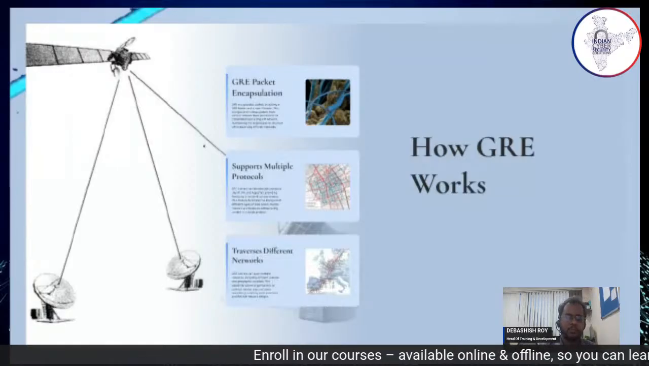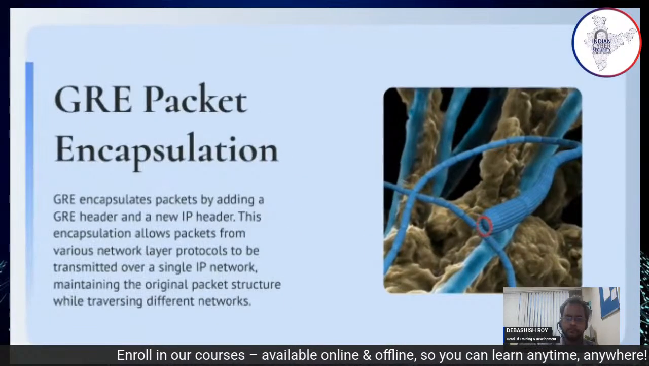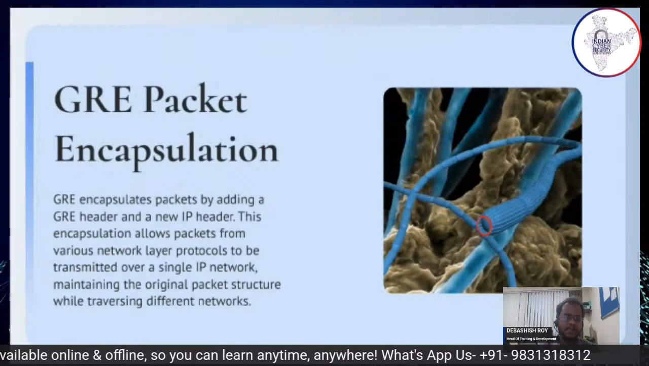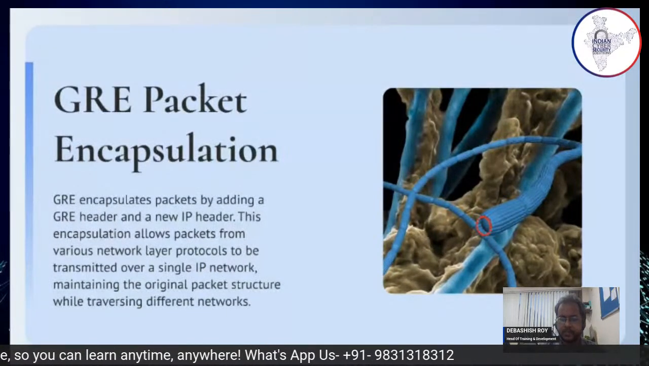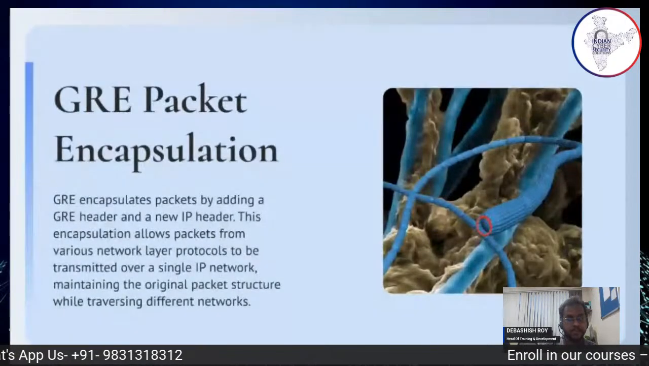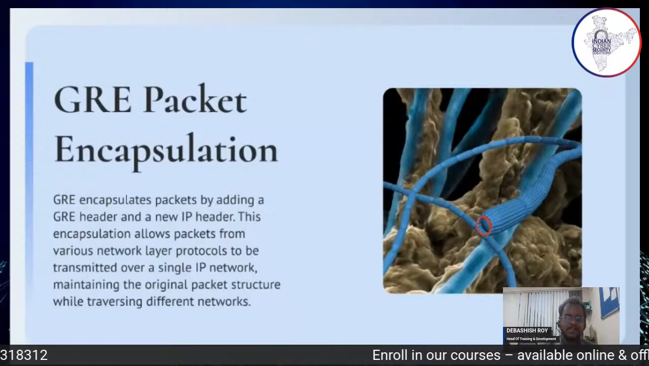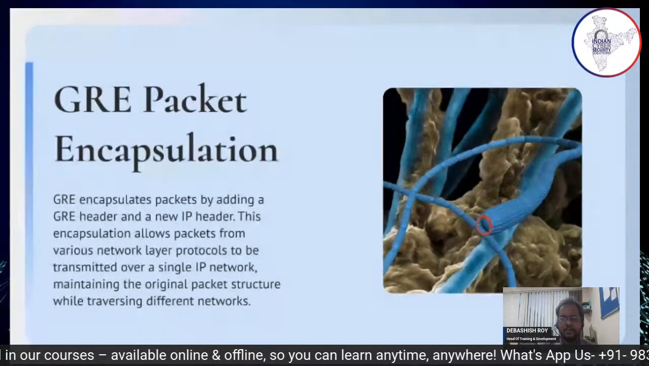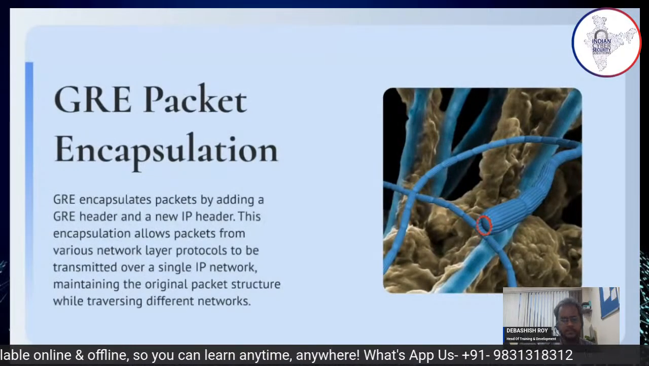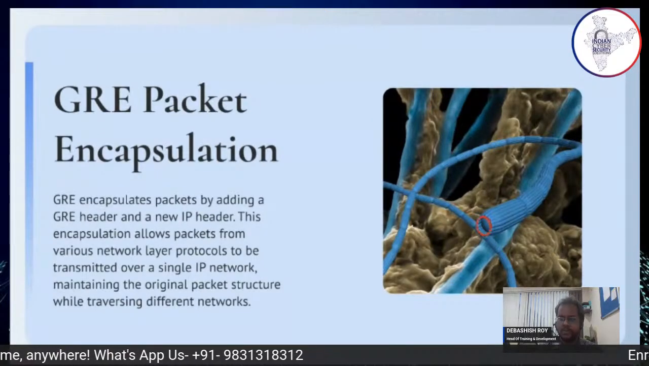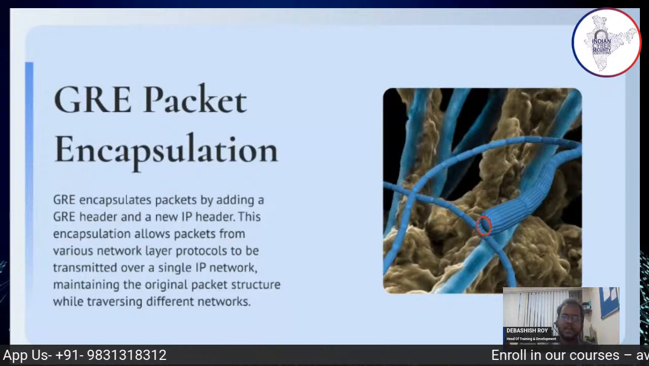Now we'll discuss how the GRE protocol works. GRE packet encapsulation, that is the first thing. GRE encapsulates packets by adding a GRE header and a new IP header. If you are sending data, definitely you have an IPv4 or IPv6 header with it. Now the GRE header is added with the data as an outer header. It is adding a new IP address, say the public IP that you already have in the IP header, and with the GRE header it is adding a new IP, that is the private IP, in the GRE tunnel interface.